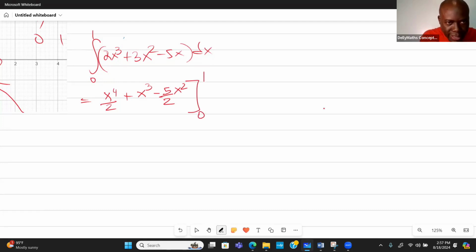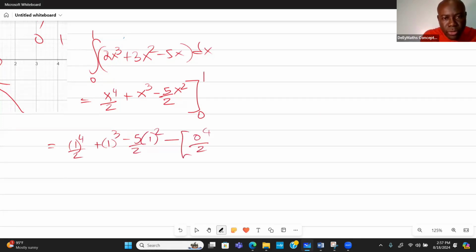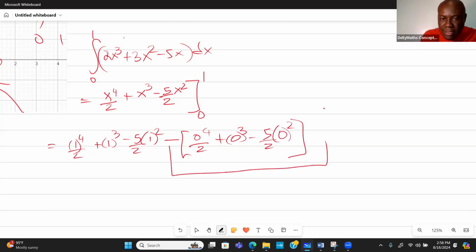So let us just plug these in now. So this is going to equal 1 to the fourth over 2, plus 1 to the third minus 5 over 2, 1 squared. And then we're going to subtract 0 to the fourth over 2 plus 0 to the third minus 5 over 2, 0 squared. When we take a look at this part though, 0, 0, 0, this is a 0. So all we got to do is to work out the front part. So 1 to the fourth is 1 over 2 plus 1 to the third is 1. And this is going to give me minus 5 over 2.